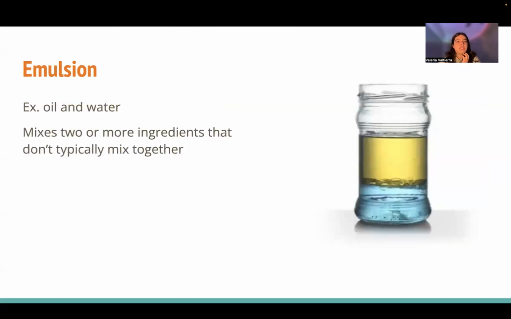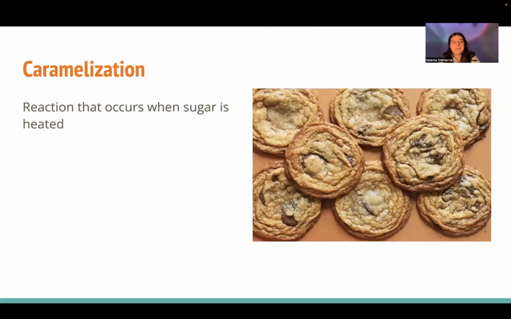And for emulsion, one of the main examples that I'm using is oil and water. So it's essentially when you mix 2 or more ingredients that don't typically mix together. And so in these cases, use an emulsifier. And an example of this would be an egg yolk. And when you add in this emulsifier, it helps prevent the other substances from separating, such as oil and water.